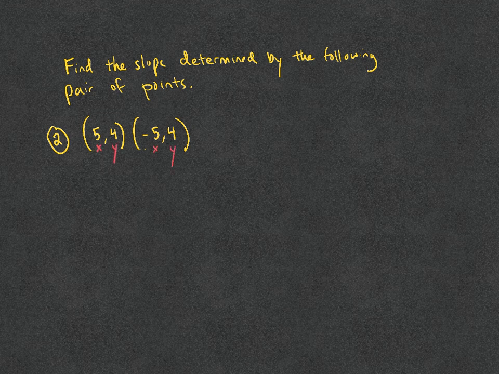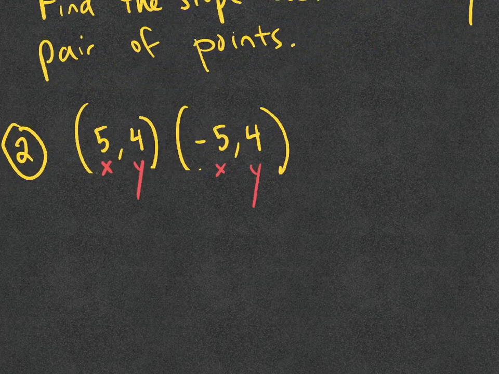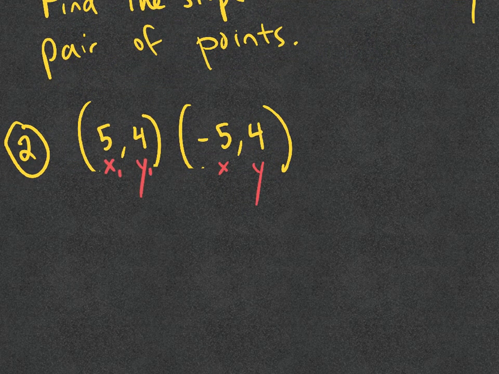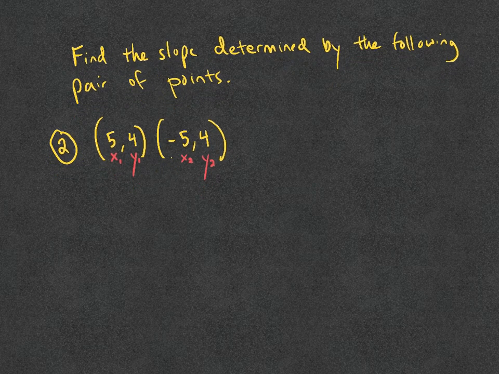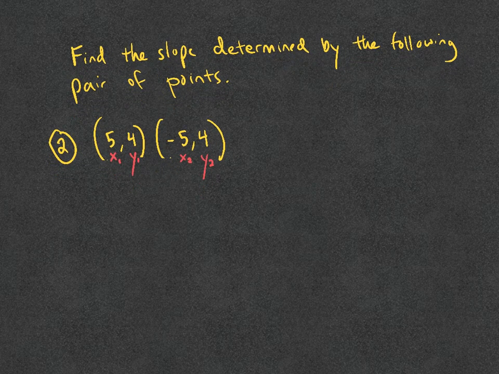And if we're given two different points, we can think of this as the x in the first point, the y in the first point, and then for this one, the x in the second point, and the y in the second point. So we're given a pair of points, and we can use the slope formula, which is y2 minus y1 over x2 minus x1. And as long as you've got them labeled above, you can just plug those in.